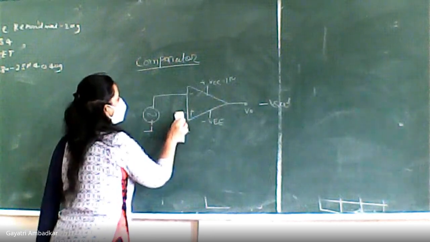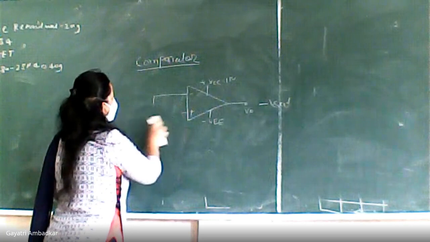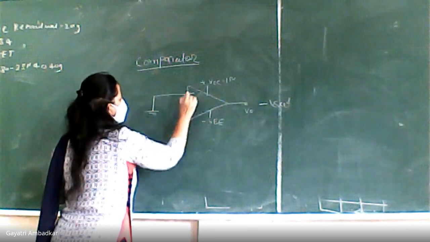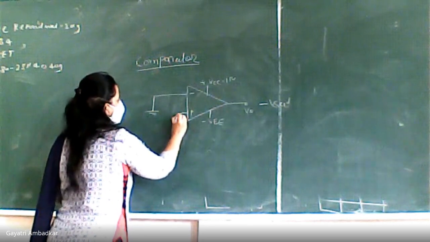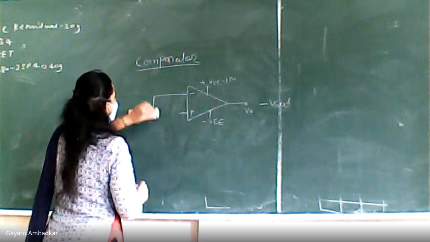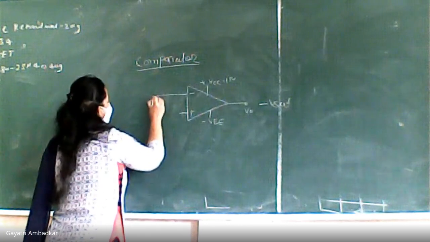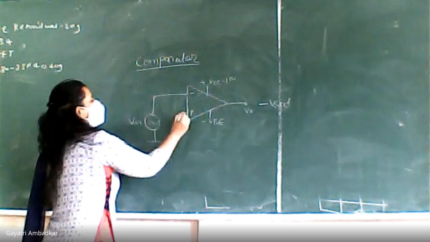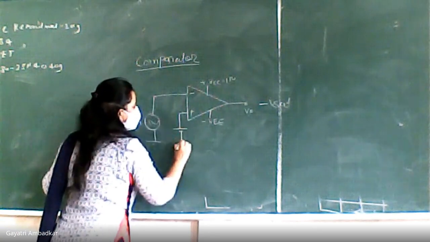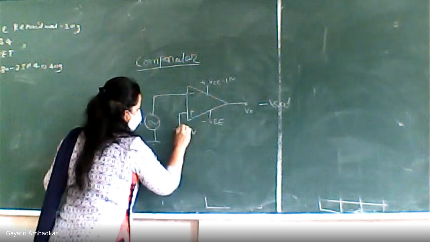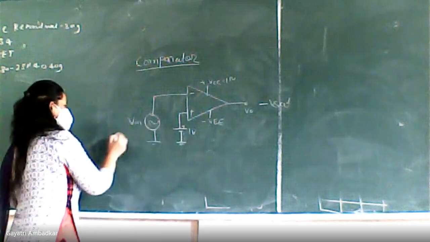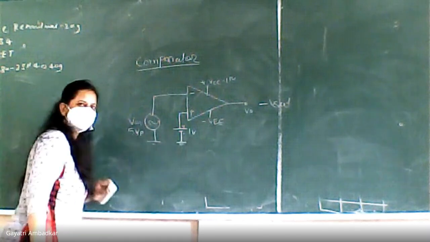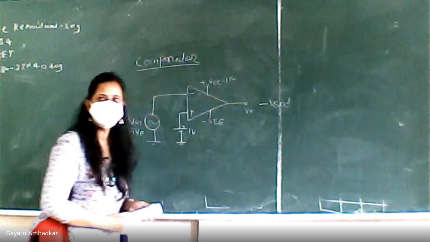Instead of ground, I'll draw a simpler one first. So the inverting terminal I have grounded, not grounded. Let it be. The input is connected to the inverting terminal and the non-inverting terminal is applied with a 1 volt battery. The maximum value of the input is 5 volt peak. Okay.